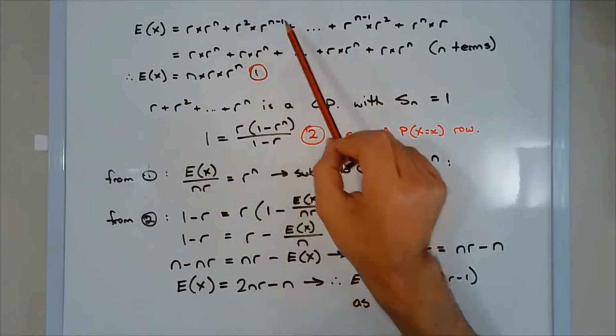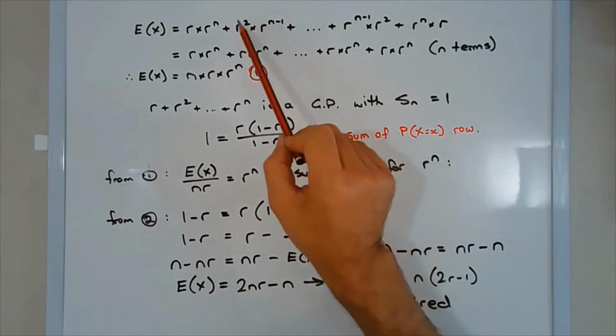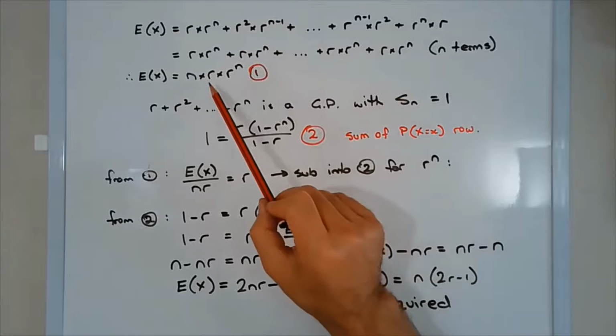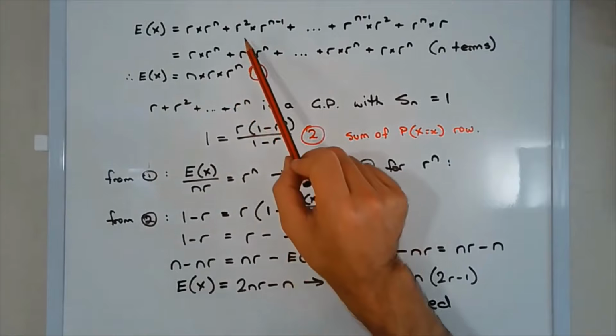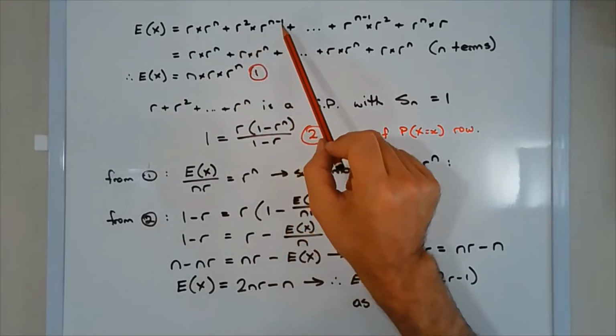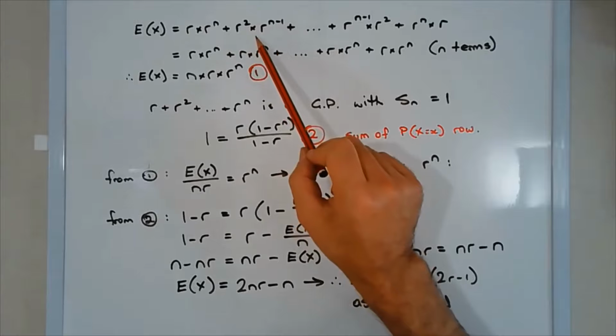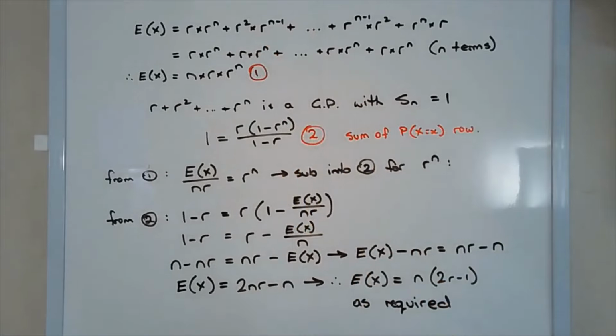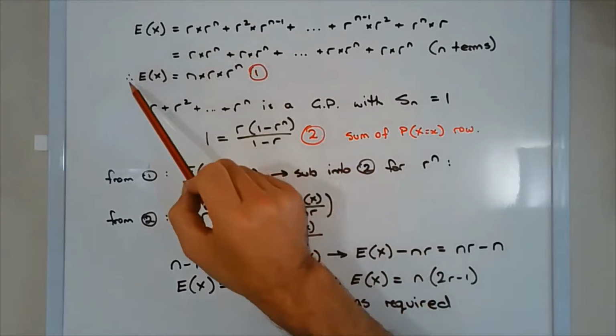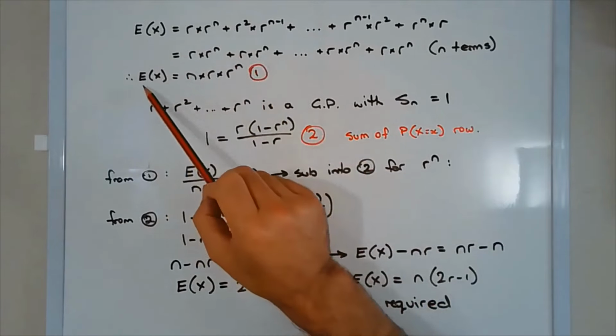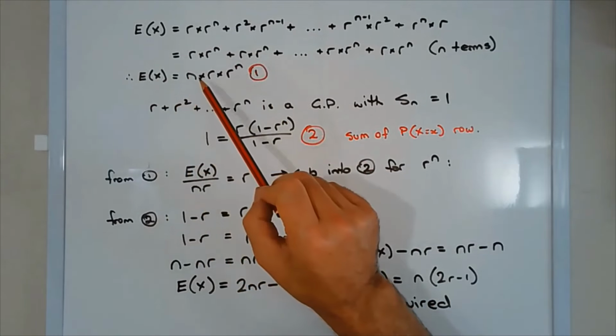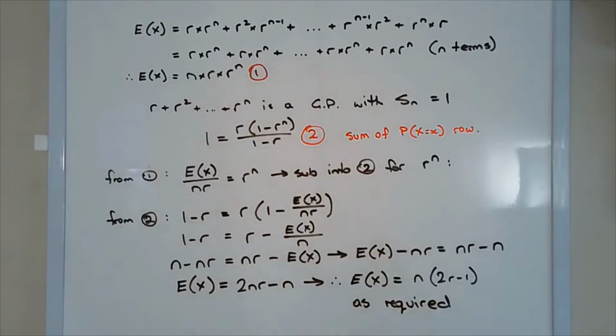Since we can use basic index laws to express each of these terms in terms of r and r to the power of n. So r squared multiplied by r to the power of n minus 1, if you add the indices, that's r to the power of n plus 1, which is just r multiplied by r to the power of n. Hence why we come up with this equation here. The expected value of x is equal to n multiplied by r multiplied by r to the power of n.